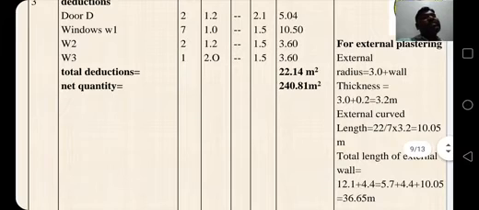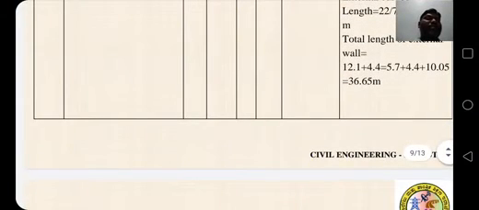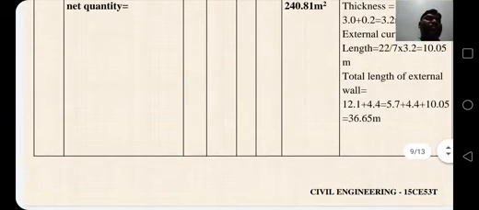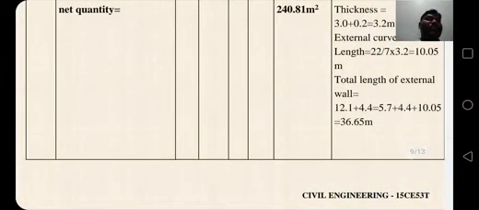For external plastering, external radius 3 meter plus wall thickness is equal to 3 plus 0.2 is equal to 3.2 meter. External walls length is equal to 22 by 7 into 3.2, pi r is equal to 10.05 meters. Total length of external walls 5.7 plus 4.4 plus 10.05. Total length is 36.65.